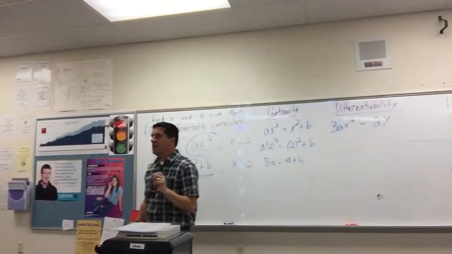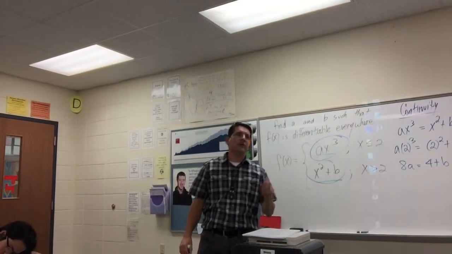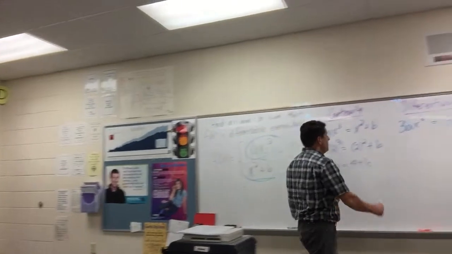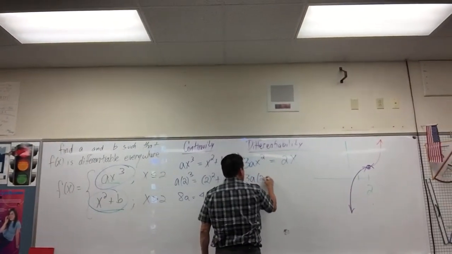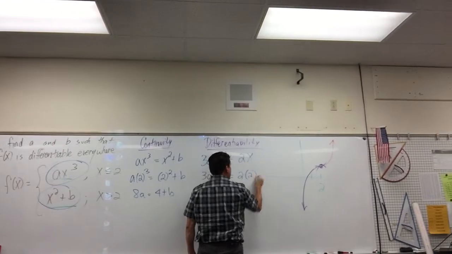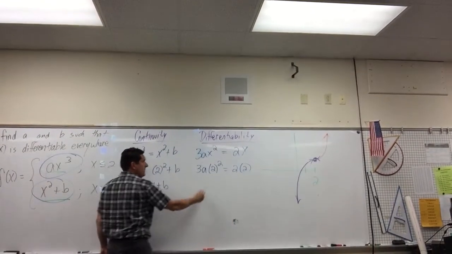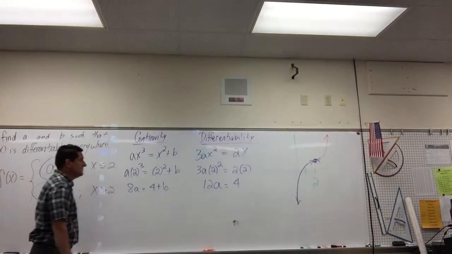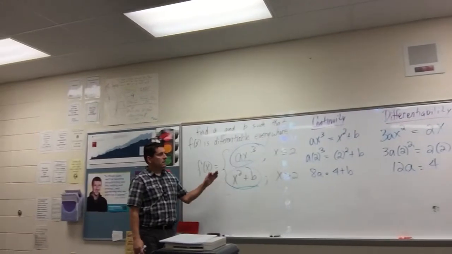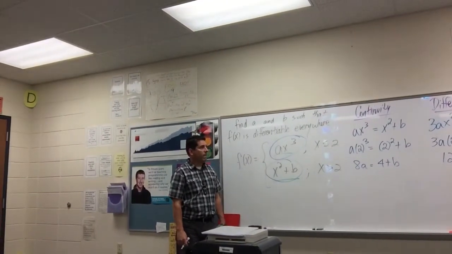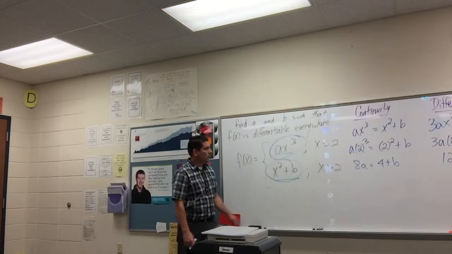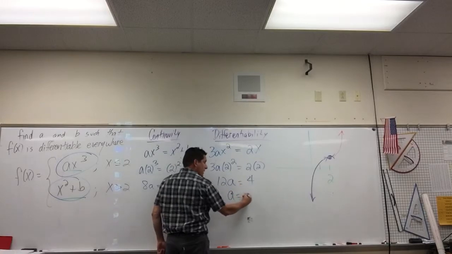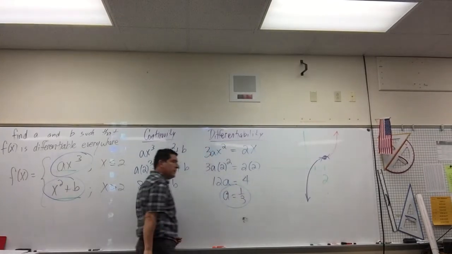I can guarantee you that you will see a problem on the multiple choice that looks very similar to this. So this is key. Now, if you plug in the 2 here, you got this, and you got this, and we'll just clean it up. I see 4 times 3, that's 12a equals 4. And now we solve for both a and b. Well, look at this one. We can solve this one easily. This is 4/12, which is 1/3. So we're 1 down with 1 to go.